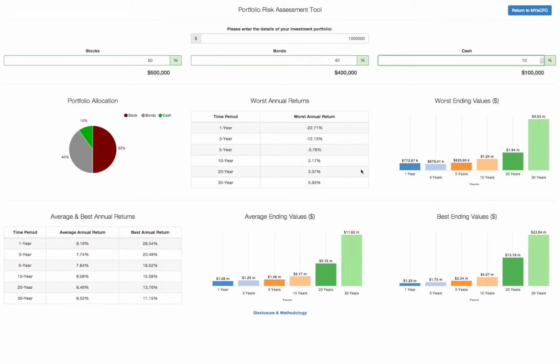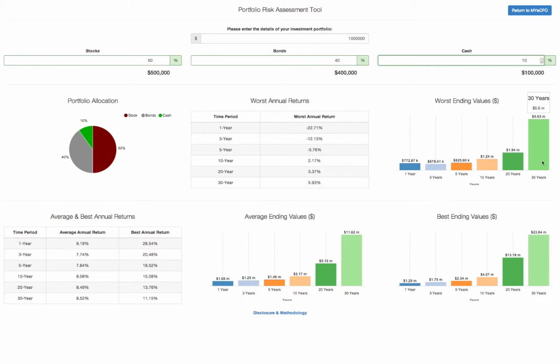And you can see here, another way to think about this assessment is to think about the worst ending value of your original investment, which in this case is $1 million. In a one-year period, the portfolio would have been about $773,000. In a 30-year period, the worst return would have been about $5.6 million. Now, of course, all of this assumes no taxes, no fees, no other detractors of the return. It's just based on index returns of the S&P 500, treasury bonds, and treasury bills.